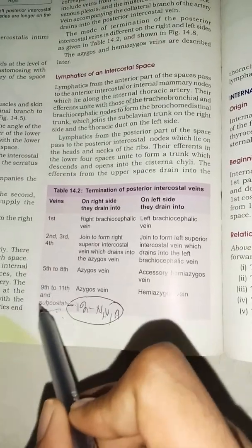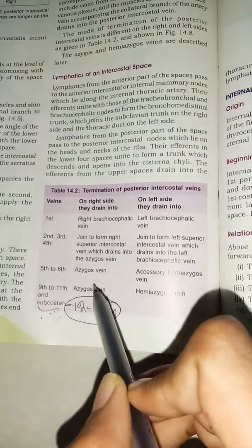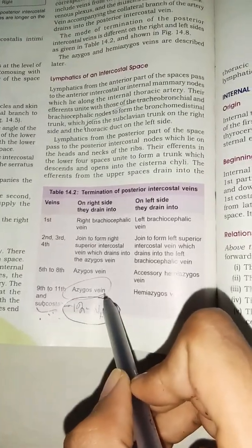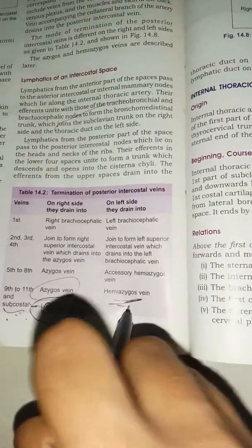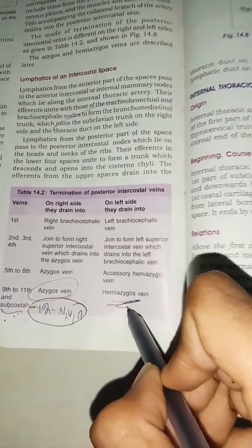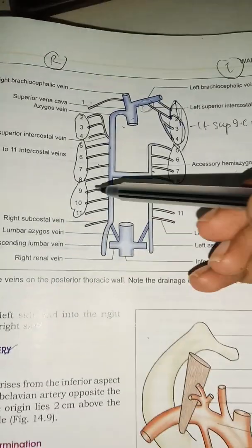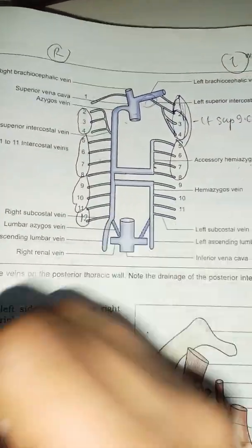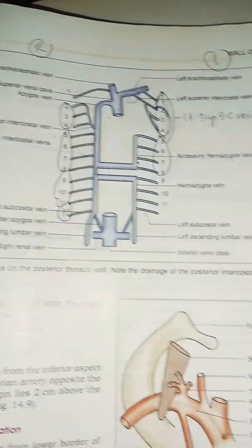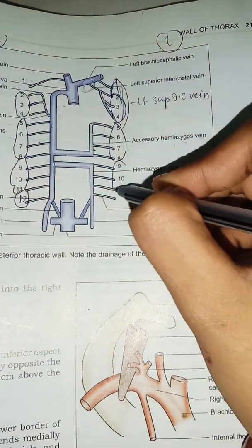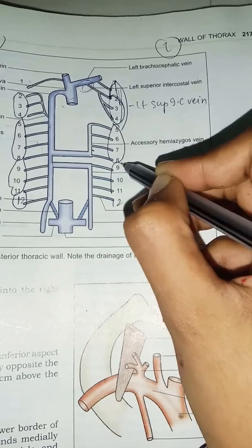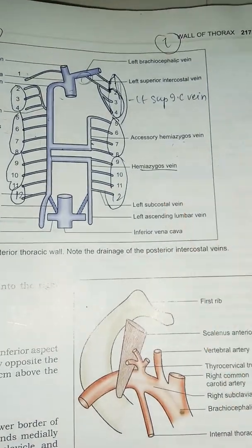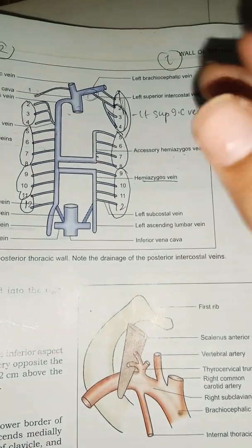So this 9, 10 and the subcostal vein here are draining on the right side to the azygous vein, same. But on the left side, it's draining into the hemiazygous vein. So we can see here the 9, 10, 11 and also 12, you can round it together, they are draining into the azygous vein, but here 9, 10, 11 and also 12 drain into the hemiazygous vein on the left side. So this is the only difference you need to find out in the case of veins.